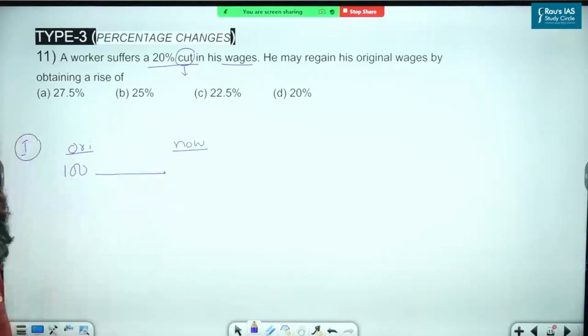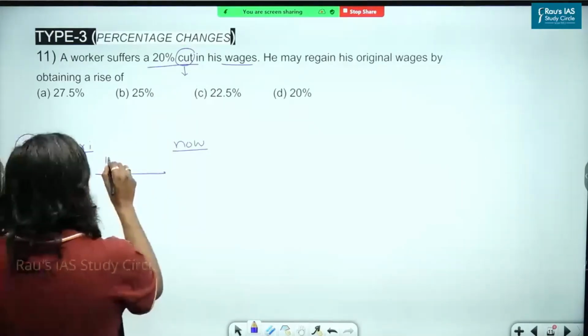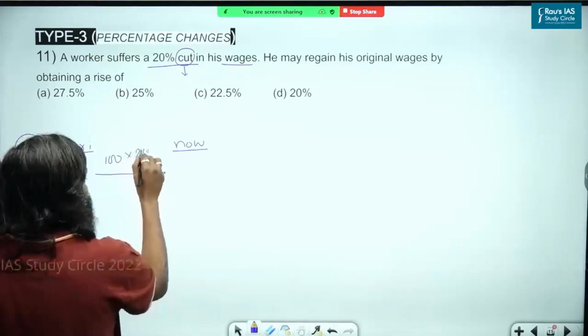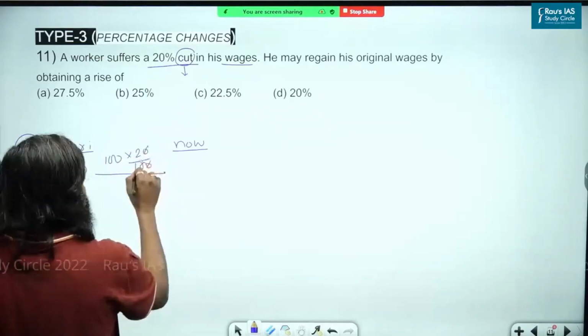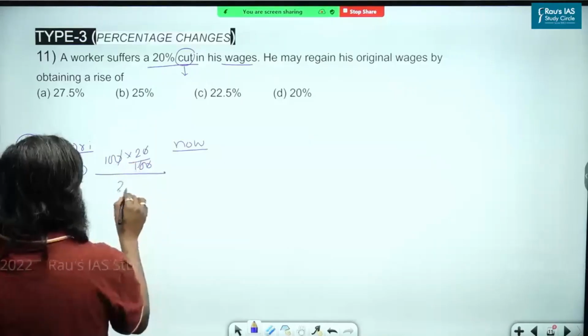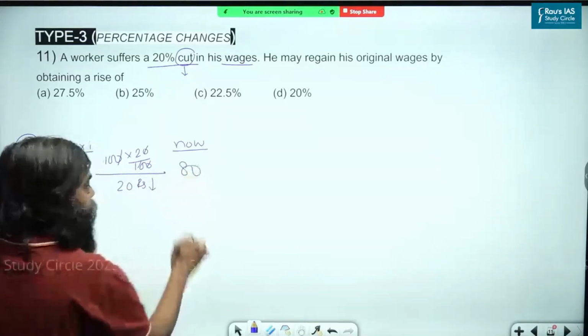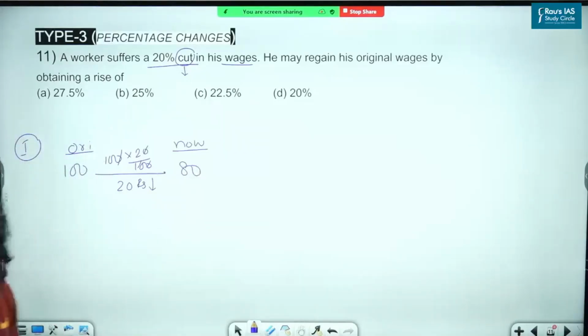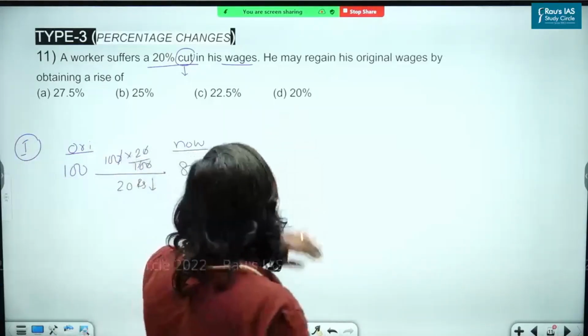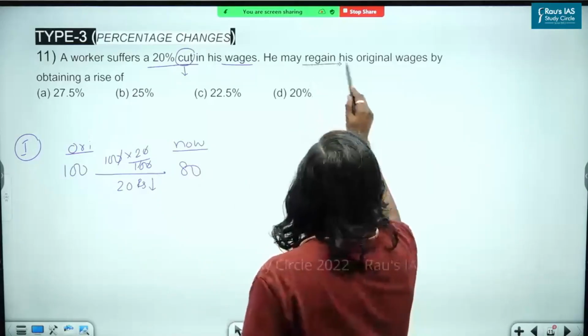What's the original income? 100. Out of 100, 20% is how much? 20 rupees decreasing. My new income is 80 rupees or 80%. Do you understand this? The next statement says he may regain his original wage.